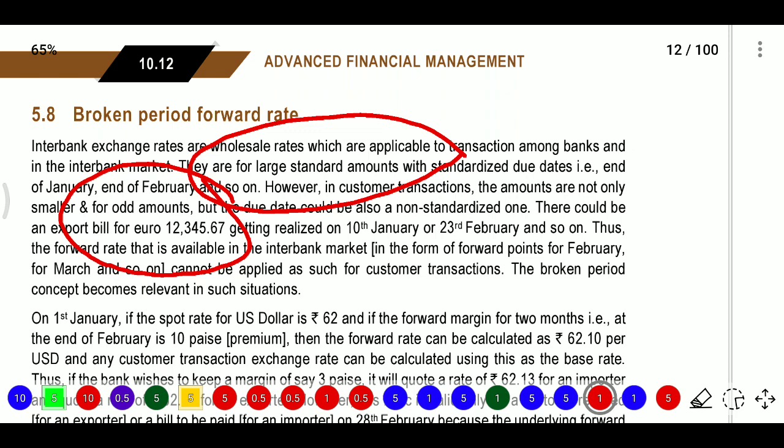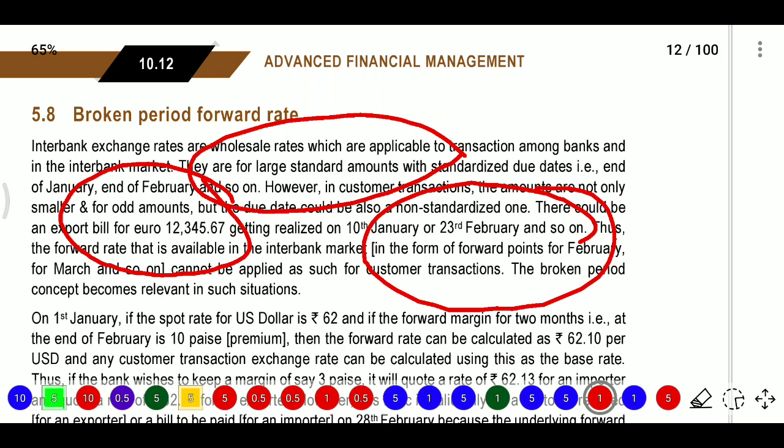The forward rate available in the interbank market is quoted in terms of forward points. Forward points need to be added to the spot rate if the trend is increasing, and deducted if it is a decreasing trend. This cannot be applied for such customer transactions. The broken period concept becomes relevant in such situations.